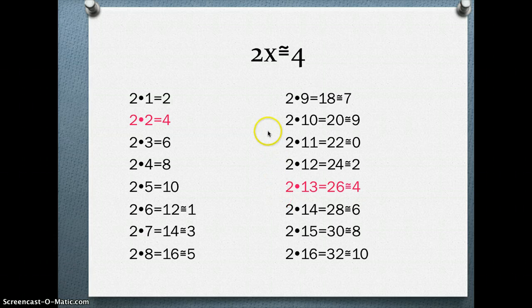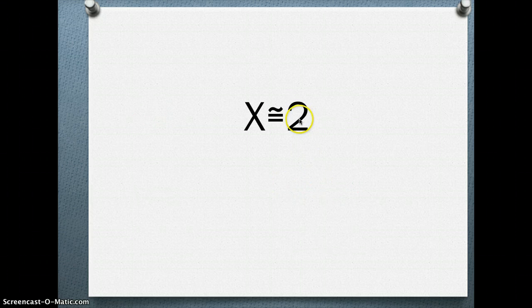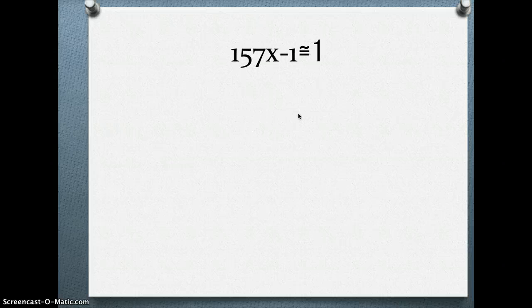Then we're going to find all the multiples of 2, and we see that 2 times 2 equals 4, and 2 times 13 equals 26, which is congruent to 4. Therefore, we see that x is congruent to 2, and therefore all numbers that are congruent to 2 in mod 11, which includes 13 and everything above that.